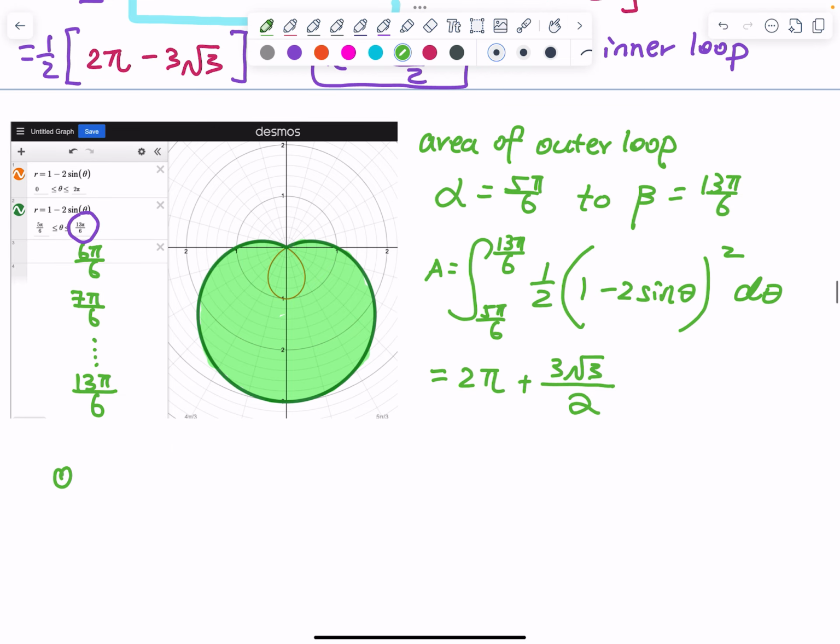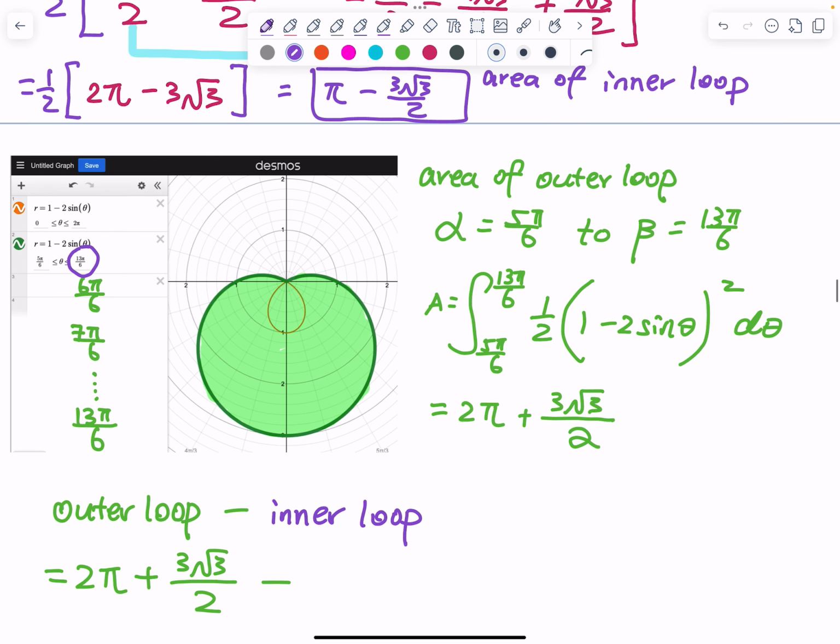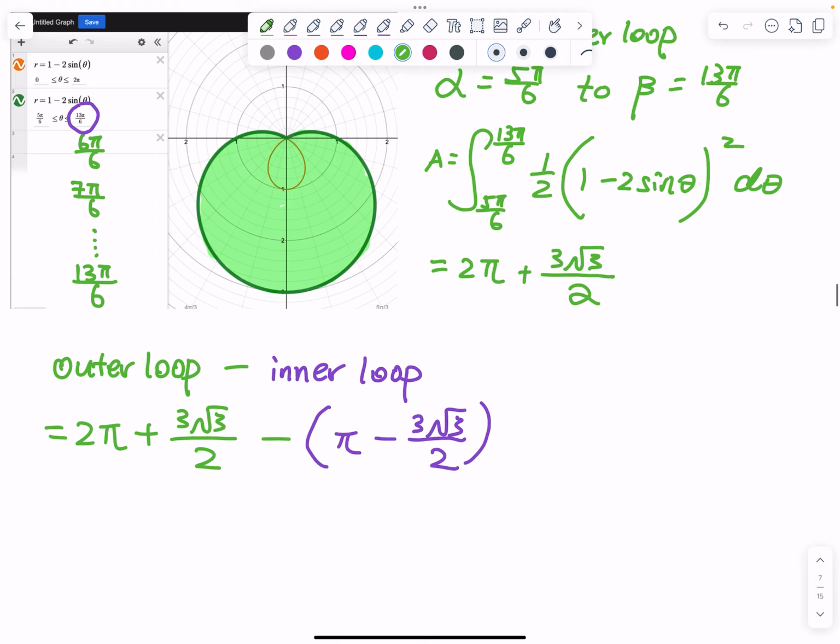And then we will use the outer loop minus the inner loop. What is that? That is 2 pi plus 3 root 3 divided by 2 minus the inner loop. We got that right above. That is pi minus 3 root 3 divided by 2. What is that equal to? 2 minus 1 is 1. So we have a pi. And then 3 plus 3. Am I right? 3 plus 3 is a 6. 6 divided by 2 is 3.